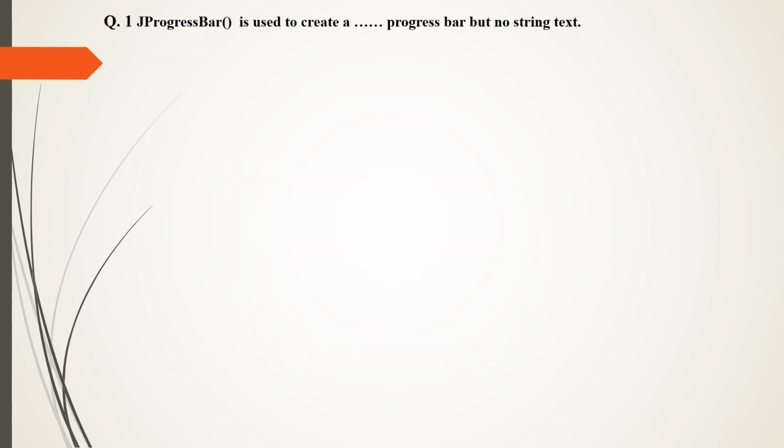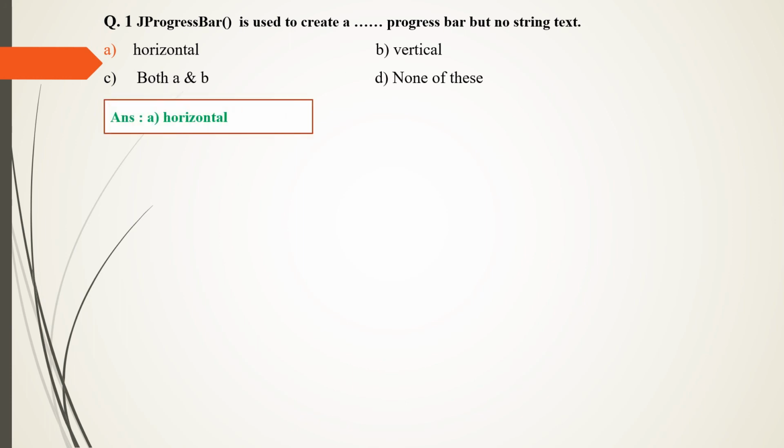Next we have some MCQs. First question is, JProgressBar is used to create a dash progress bar but not string text. So options are horizontal, second option vertical, third option both A and B, and last option none of the above. So as we see, JProgressBar is used to create a horizontal progress bar but not string text. By default it creates a horizontal progress bar. So the answer to this question is horizontal.